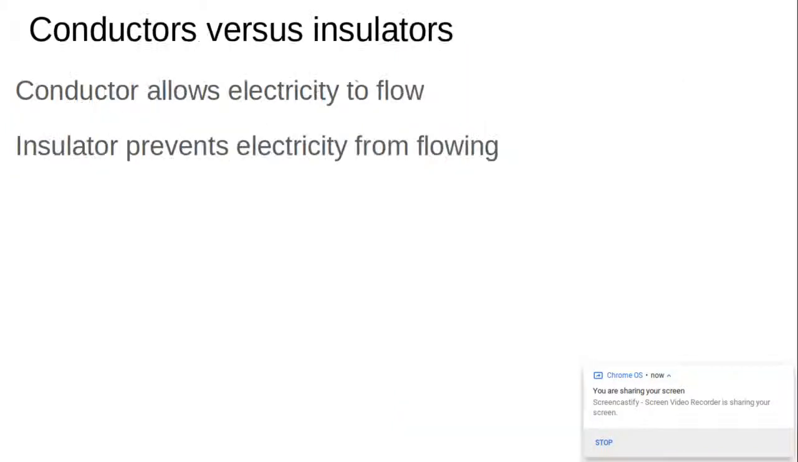Okay? Last thing, conductors versus insulators. Conductors allow electricity to flow, like wire. Insulators prevent electricity from flowing. So if you were working with electricity, what would you want to wear? Maybe rubber gloves or something like that. Those are things that are insulators.